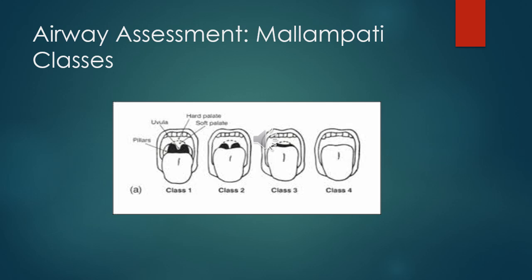This, when used in conjunction with the thyromental distance, which is a way to assess the mandibular space, is one of the better tools to be able to try and anticipate a difficult airway in advance.